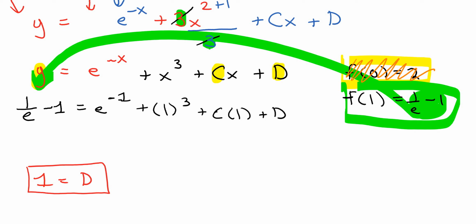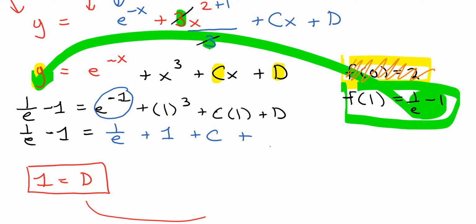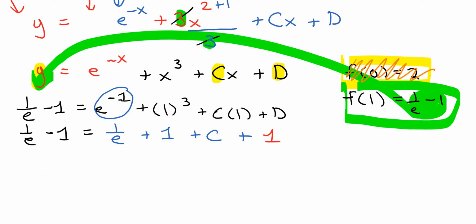Okay, so now I have 1 over e minus 1 equals 2. Now this part right here, you might as well just turn that into its reciprocal form. That's going to be 1 over e plus 1 plus c plus, now for d here, we know that the value of d is going to be 1, so let's just plug in the 1 right away there. And let me just erase this because I need a little bit more space. And then let's go ahead and solve for our c variable now.